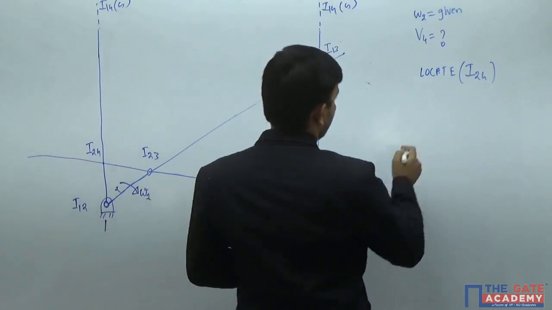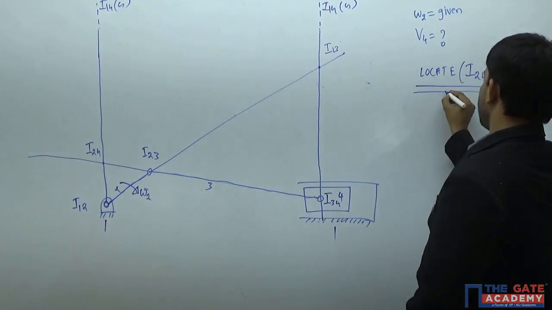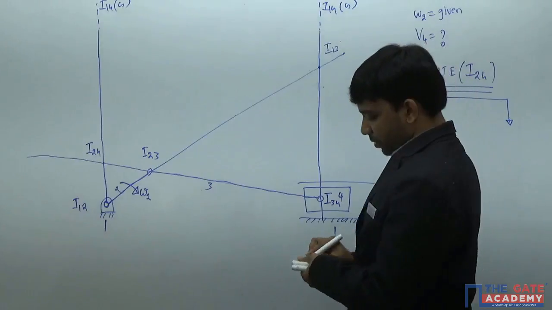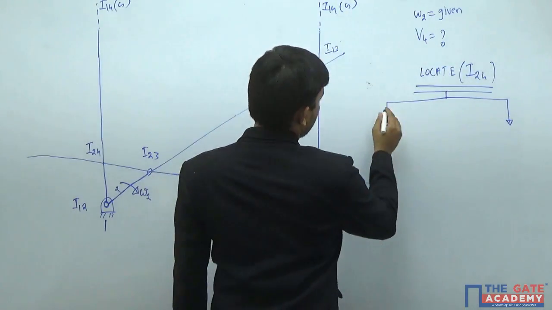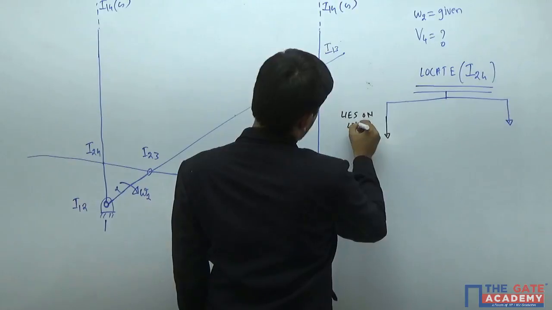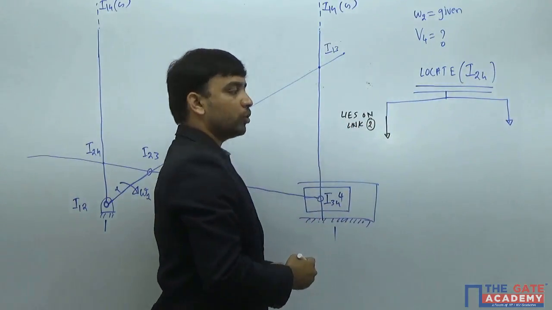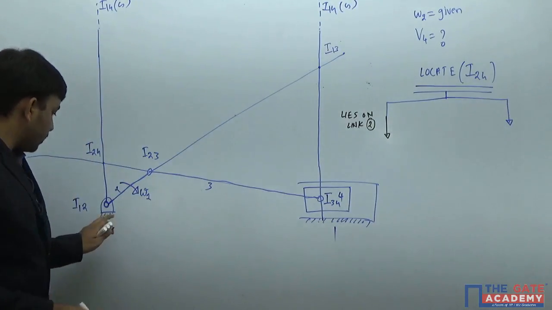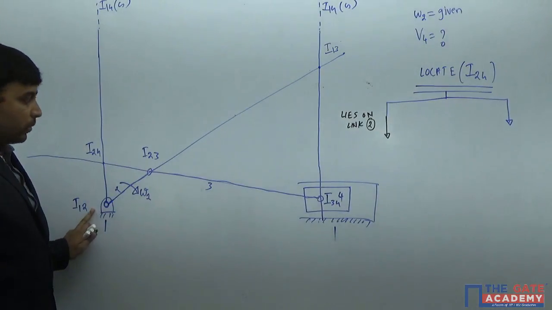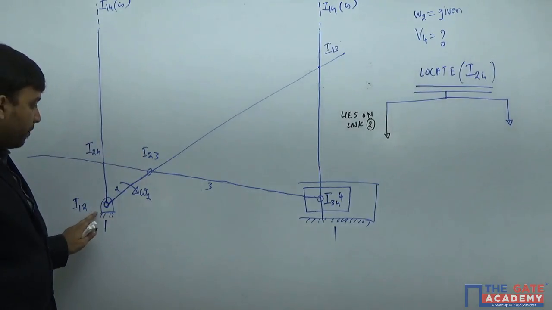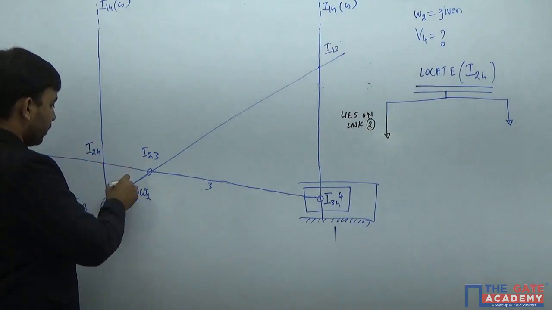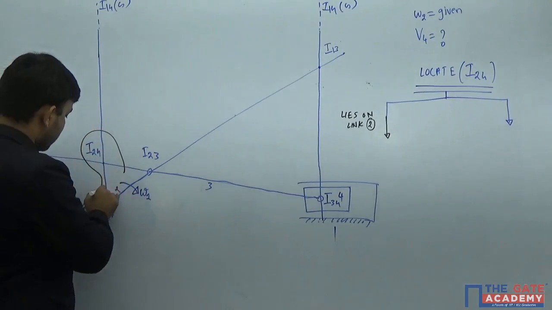Now see here, this is I24, which may lie on link 2 or link 4. So if I assume this common instantaneous center I24 lies on link 2, what will be the velocity of I24? This is link 2, and link 2 with respect to the fixed link is rotating about I12. And if I assume I24 is a part of link 2, the shape of link 2 is not like this; I assume the shape of link 2 is something like this.